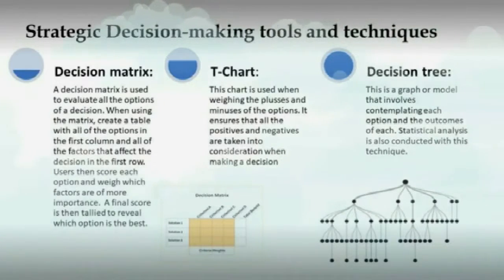T-chart. This chart is used when weighing the pluses and minuses of the options. It ensures that all the positives and negatives are taken into consideration when making a decision. Decision tree. This is a graph or model that involves contemplating each option and the outcomes of each. Statistical analysis is also conducted with this technique.